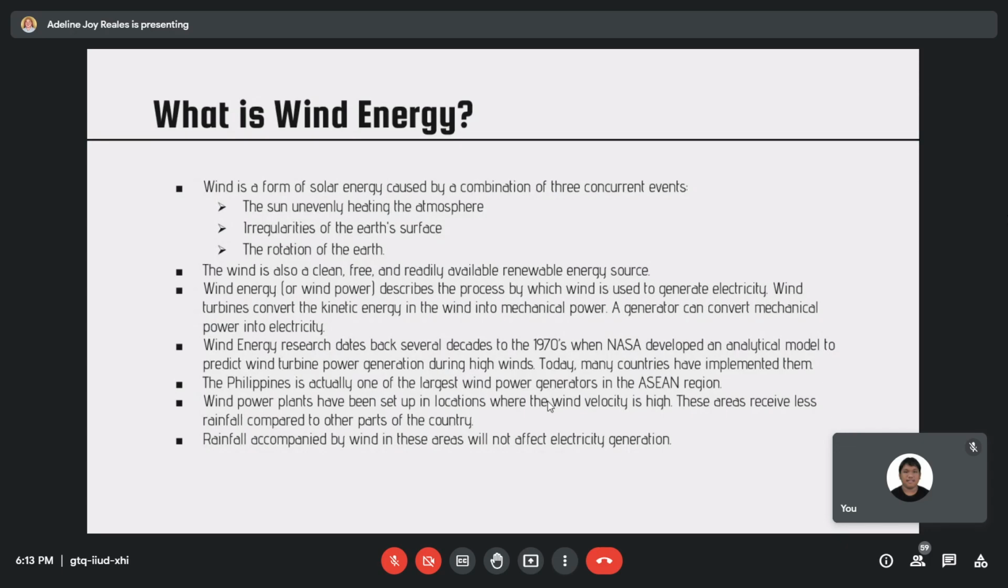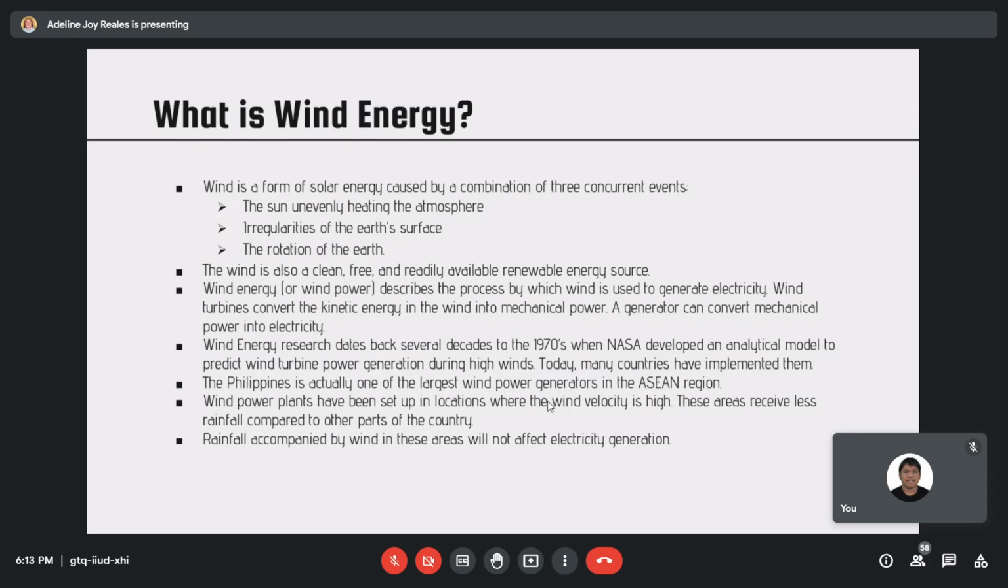Wind is a form of solar energy caused by a combination of three concurrent events: the sun unevenly heating the atmosphere, irregularities of the Earth's surface, and the rotation of the Earth. The wind is also a clean, free, and readily available renewable energy source. Wind energy or wind power describes the process by which wind is used to generate electricity.